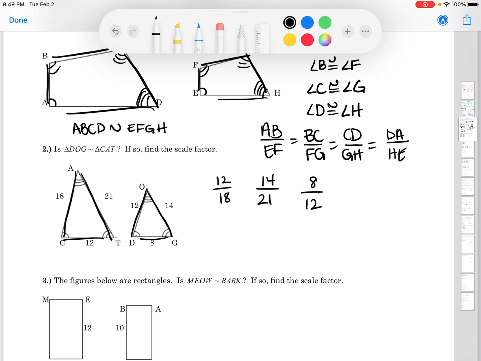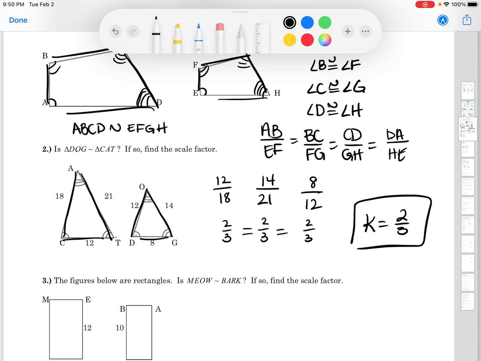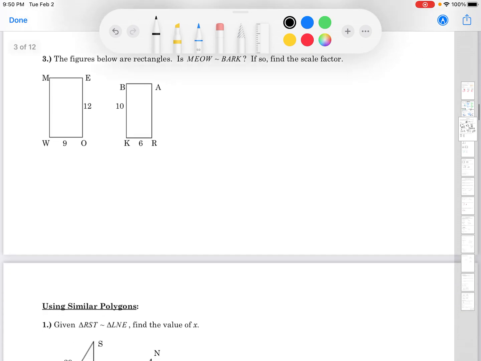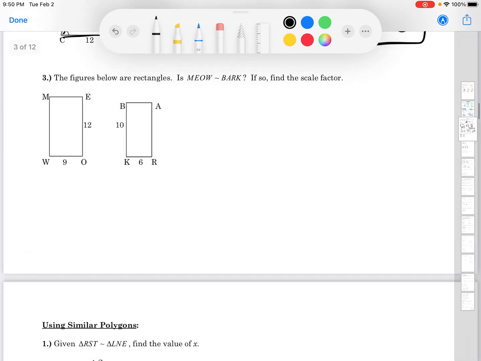Well, 12 over 18, that's going to simplify to 2/3. 14 over 21, that's going to simplify to, let's see, that's also 2/3. And 8 to 12, that's also 2/3. Since they are all equal to each other, then they are proportionate. So that means that our scale factor is going to be that 2/3. Okay. Let's take a look at the next one.